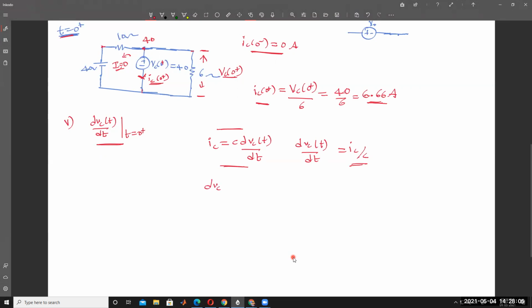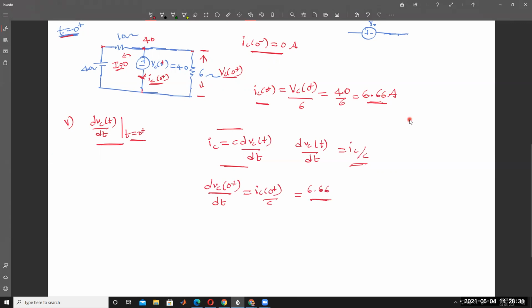dVC of 0 plus by dt at t equals 0 plus. Substituting, dVC of 0 plus by dt is equal to IC of 0 plus divided by C. So how much is IC of 0 plus? It is 6.66. From this relation, IC of 0 plus is equal to 6.66 divided by C.